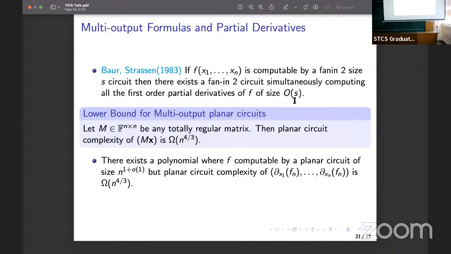then it's omega n to the 4/3. This is based on the fact that if you look at y transpose Mx, and take partial derivatives with respect to the y variables, it's actually M times x, the linear transformation. So there is a lower bound on the partial derivative form. Okay, that's pretty much there.